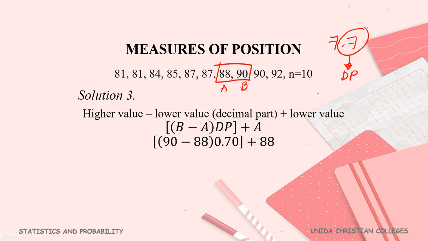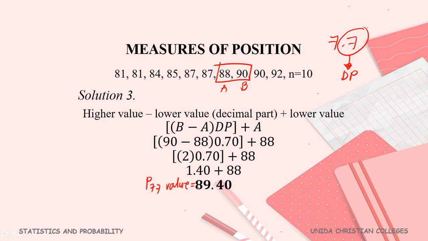So, perform the indicated operation. We have 90 minus 88, that's 2. 2 times 0.70, that is 1.40. And then, add to 88, we got 89.40. And that will be the value of 77 percentile. So, therefore, 77% of the data has a value less than or equal to 89.40.